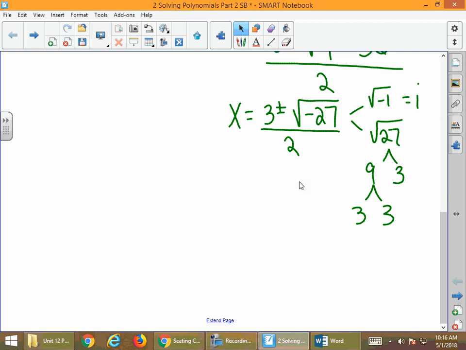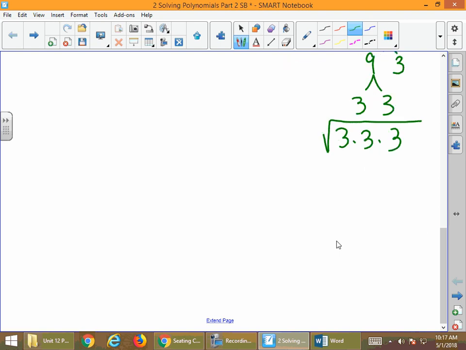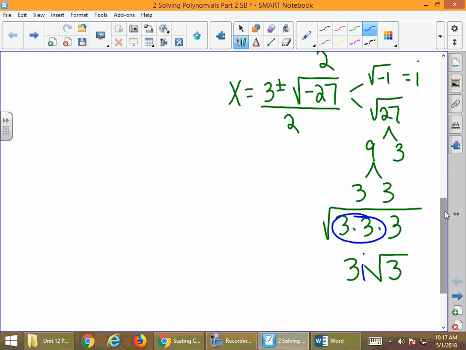So what we're looking to do is simplify the square root of 27. So it's going to be 3 times 3 times 3. And we need 2 of the same value to take out 1. Get 3, the square root of 3. But don't forget at the beginning, we took out that i. So when we put that back into our problem over here, we have x equals 3 plus or minus 3i radical 3 divided by 2.